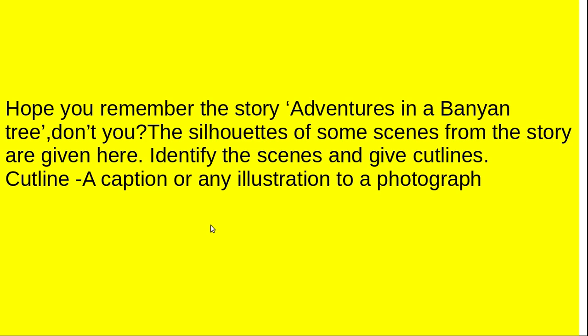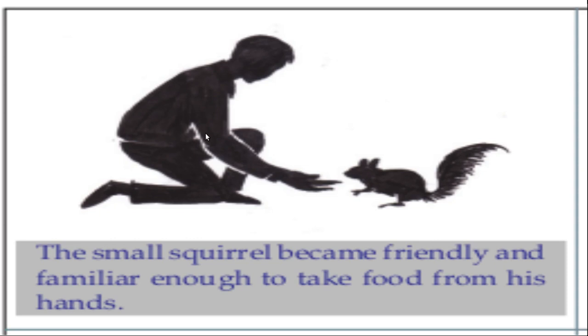Let us see. This is a model. Right, this is the silhouette and this is the cut line. Here you can see: the small squirrel became friendly and familiar enough to take food from his hands. Just like that, you have to give cut lines to the other silhouettes.